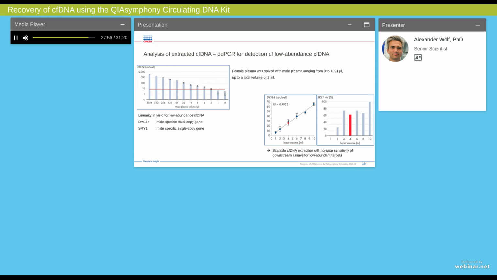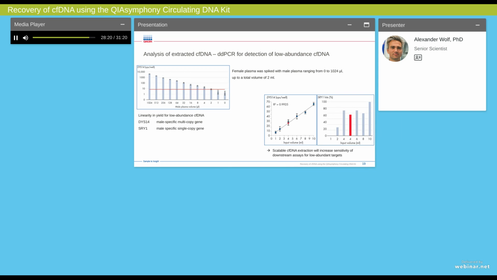The lower right figures result from the same experimental design. That means the analysis of Y chromosome specific genes at the limit of detection in the normal cell-free DNA background, used as a model for a reliable detection of low abundance genes depending on the sample input volume. Female plasma was spiked again with male plasma from different plasma volumes, ranging here from 1 to 10 ml.